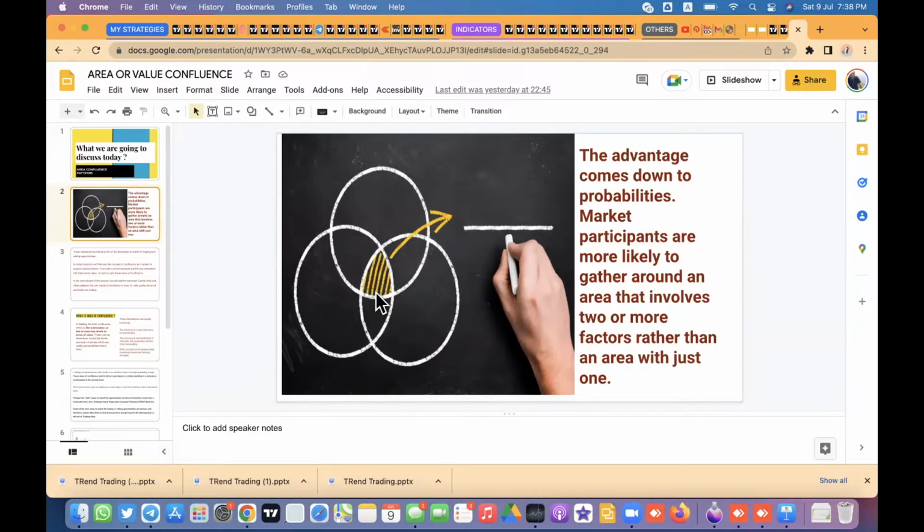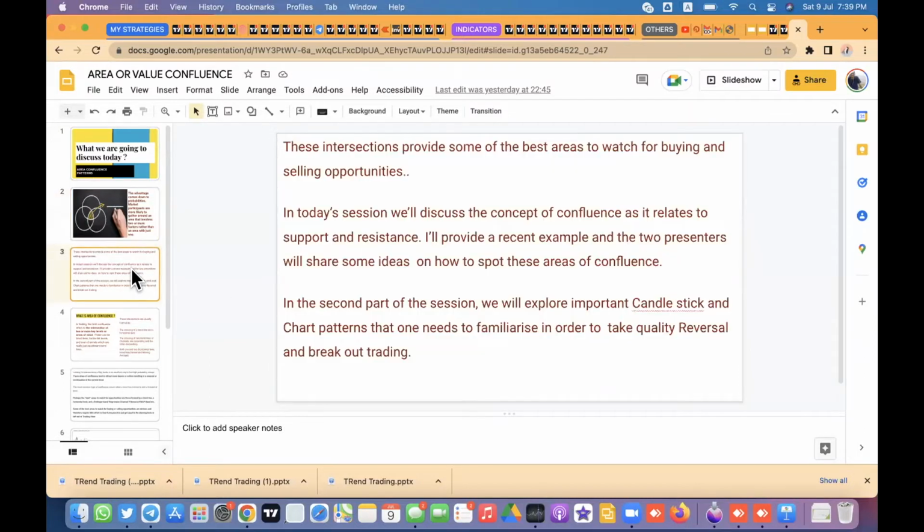Now, what is the advantage of this area confluence? It is the concept of probability. That means when there is a confluence, that is where the action is. Many people are coming together, so at that point the probability of a certain event happening is more. All right, that is how it is.